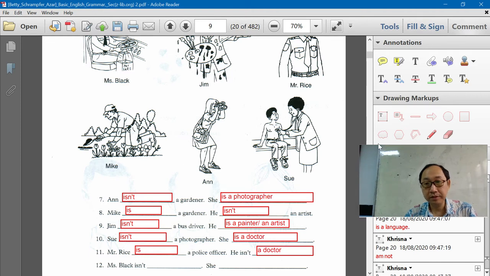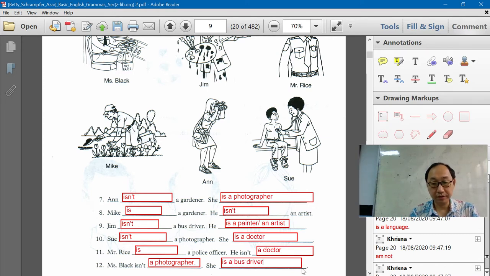And then Ms. Black isn't a photographer. Yeah, Ms. Black isn't a photographer. She is a bus driver. Okay, here you go. That's the answer. So we practiced using to be, not, present, and also nouns.